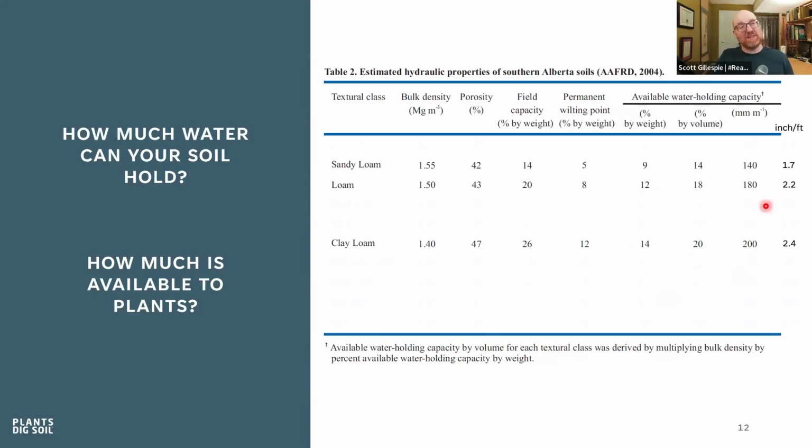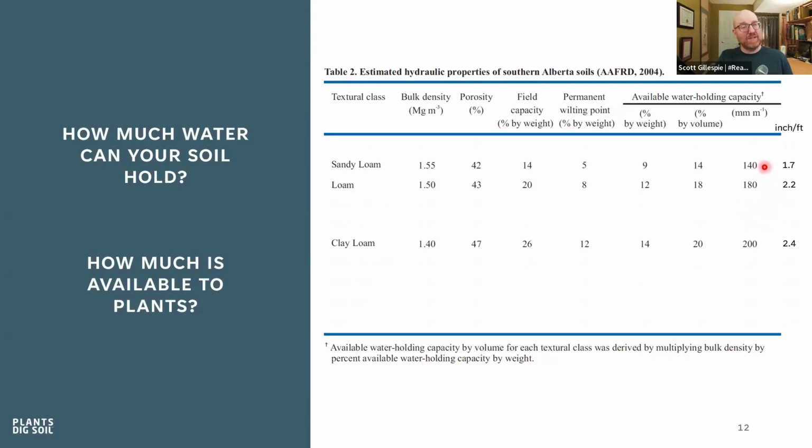So in millimeters per meter, which would probably be the extent of most crops' rooting depth, you can see that sandy loam can hold 140 millimeters, and the clay loam is 200. And then in units that make a little more sense, even if you think of inches per 30 centimeters or however you want to convert it.